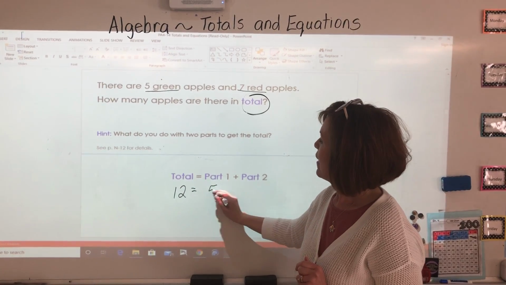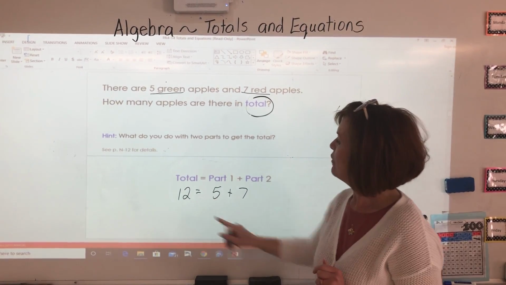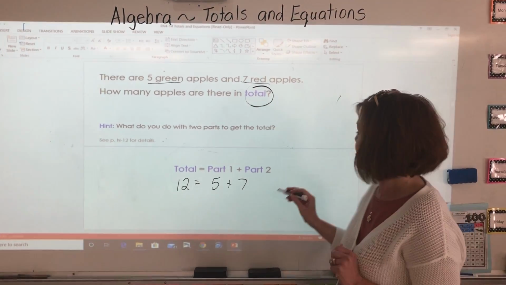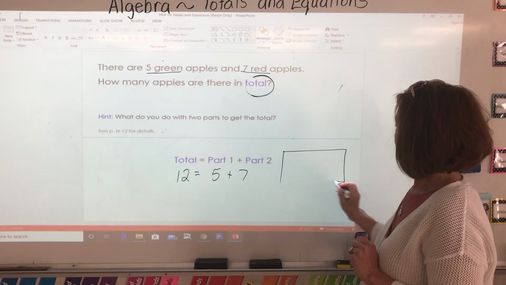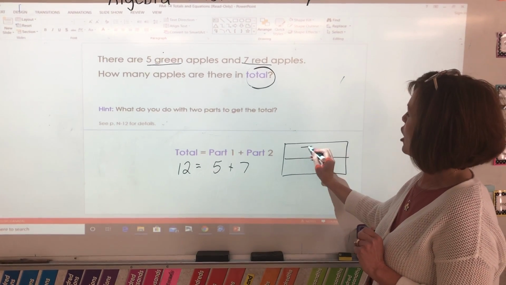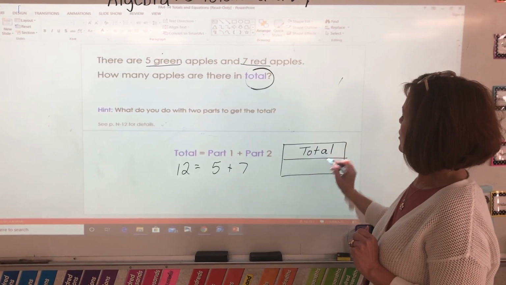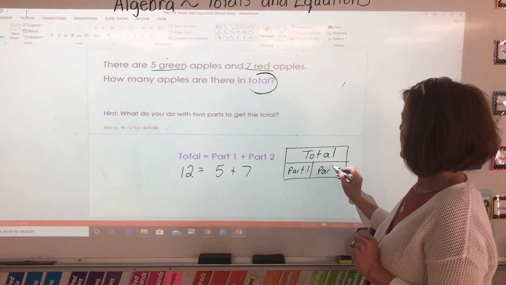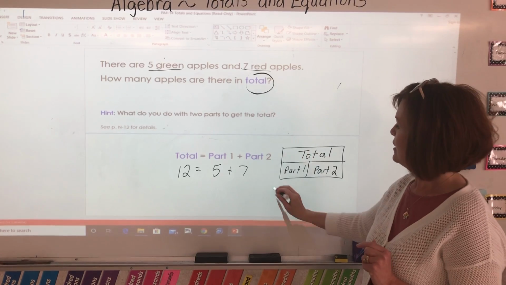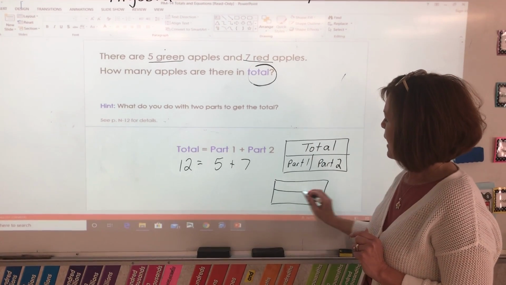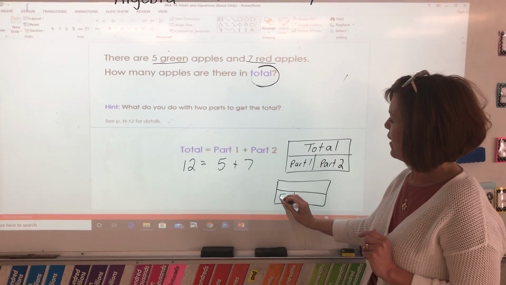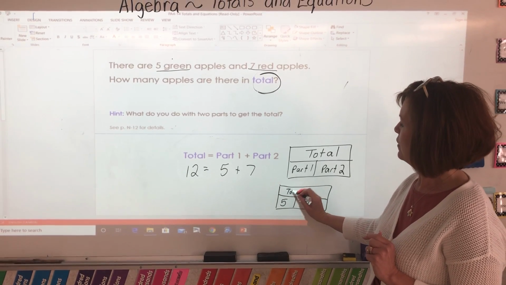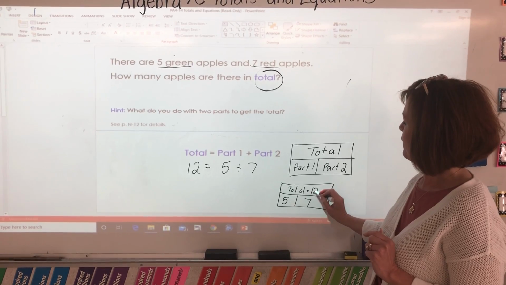And you could write it like 5 plus 7 equals 12, just flipped from the normal way we write an equation. Today we're also going to learn to write it like this. We're going to learn to put a total on the top of this rectangle, and on the bottom we're going to have a part 1 and a part 2. In this example that we just did, the total is added up after we know part 1 is 5 apples and part 2 is 7 apples. We add it up and we get a total of 12 apples.